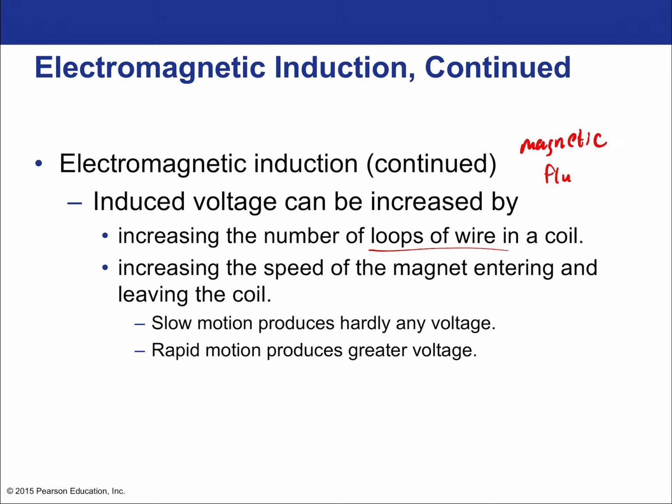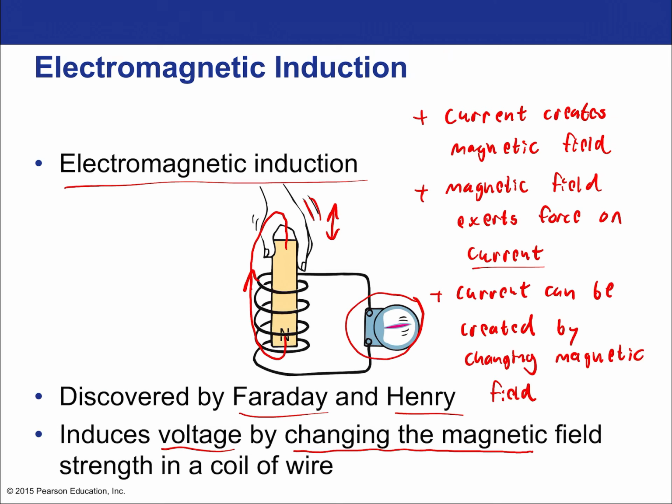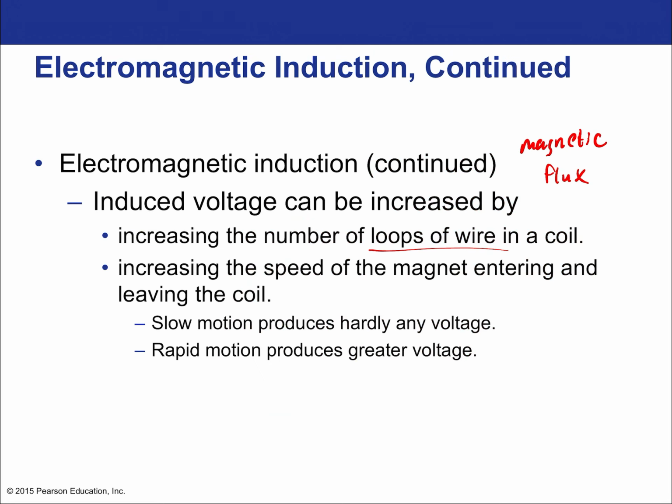So if you have more loops, then you're going to be able to get a bigger voltage. Increasing the speed of the magnet entering and leaving the coil, so if I go faster in and out, then I'm changing the rate of the flux. Thus, that's going to create a bigger current. Slow motion would produce very little current, but if you move it very fast, then you can get a lot of current and a lot of voltage.